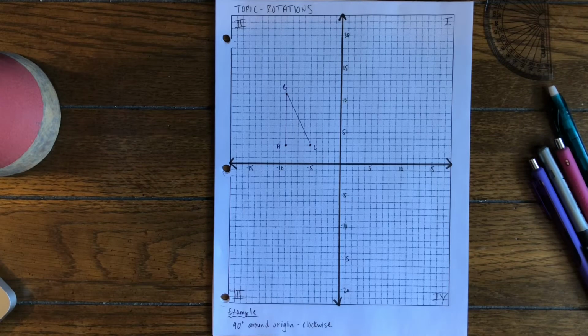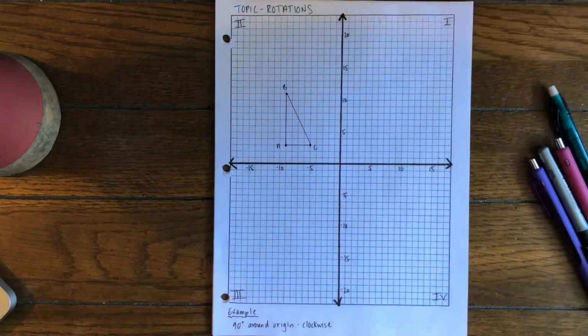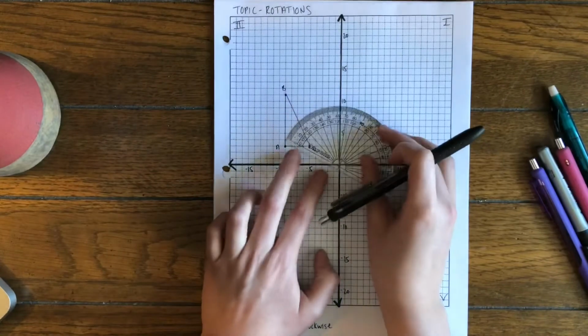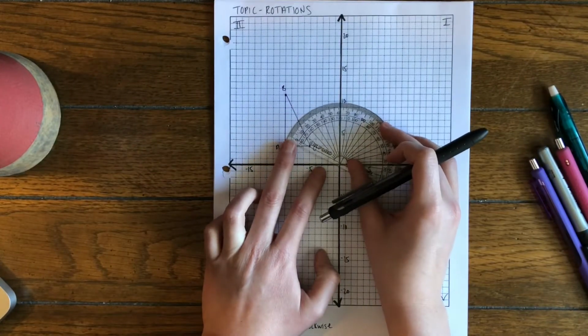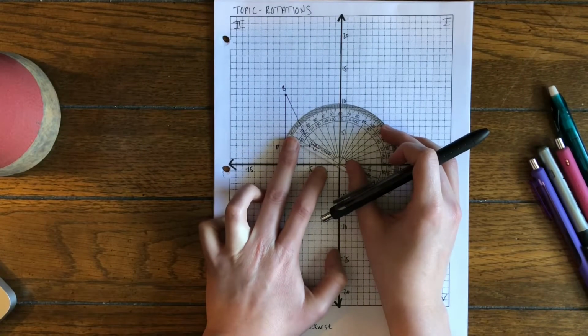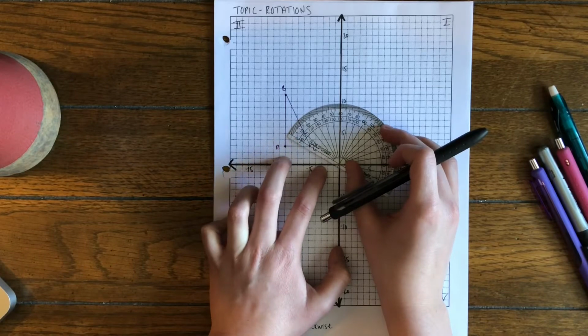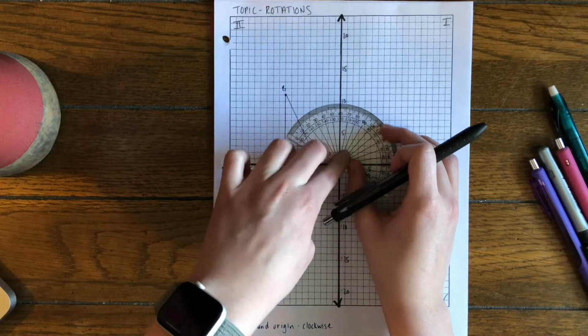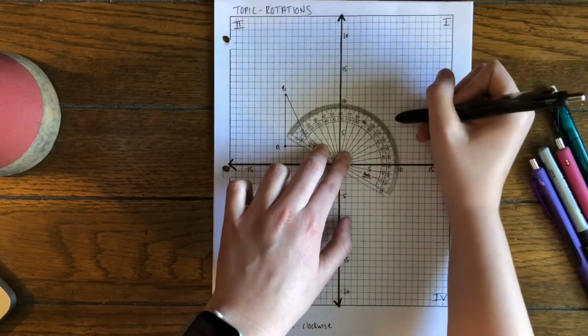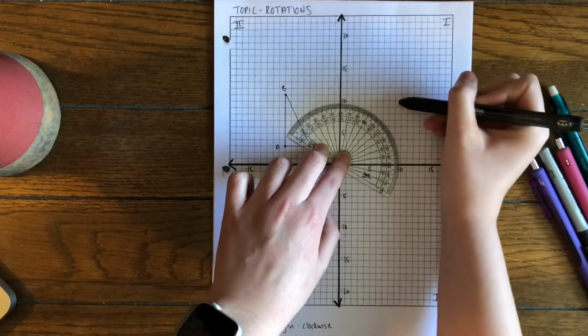So we will take a look at the first example. This is going to be working with a triangle, and it's going to be 90 degrees around the origin, and it's going in the clockwise direction. So if you take your protractor and you line it up with the origin, you don't have to use a protractor, but if you want to, you can. You can see that 90 degrees clockwise will be going into quadrant 1, so 90 degrees around here somewhere.